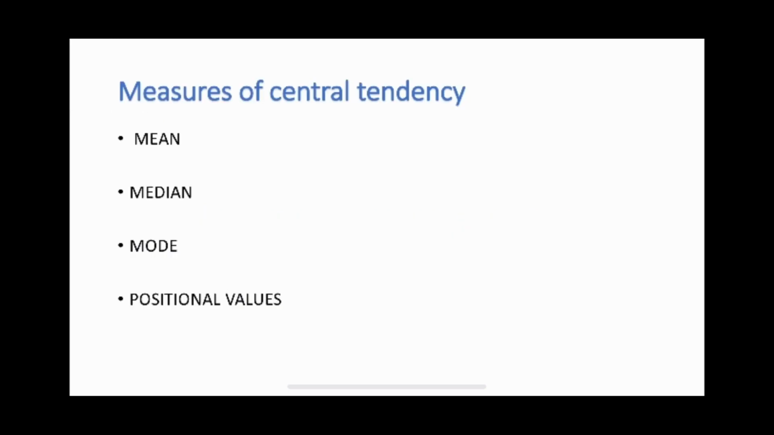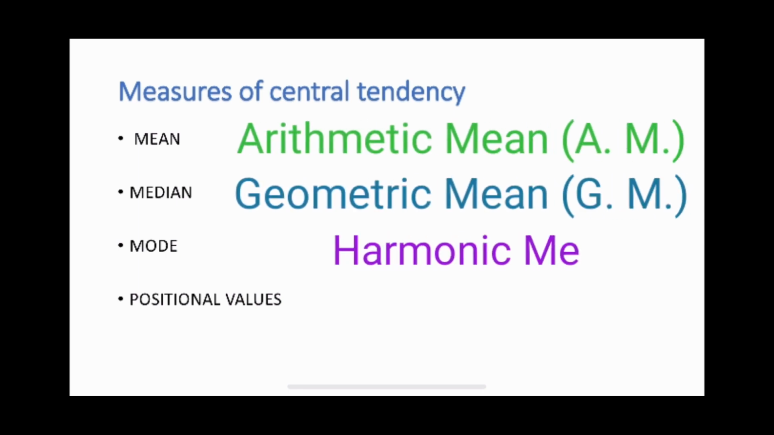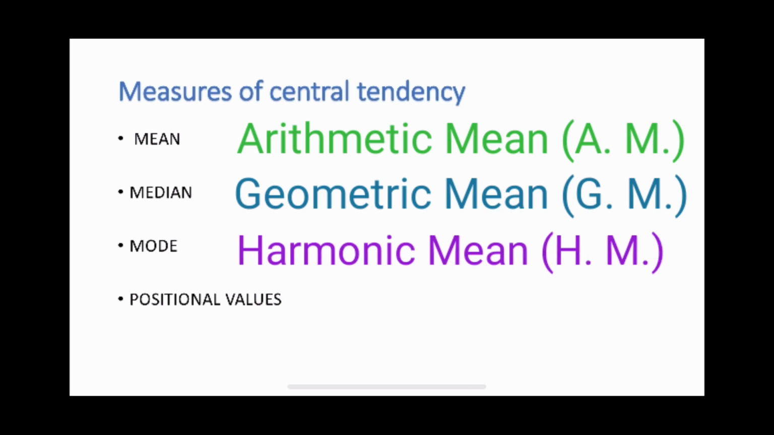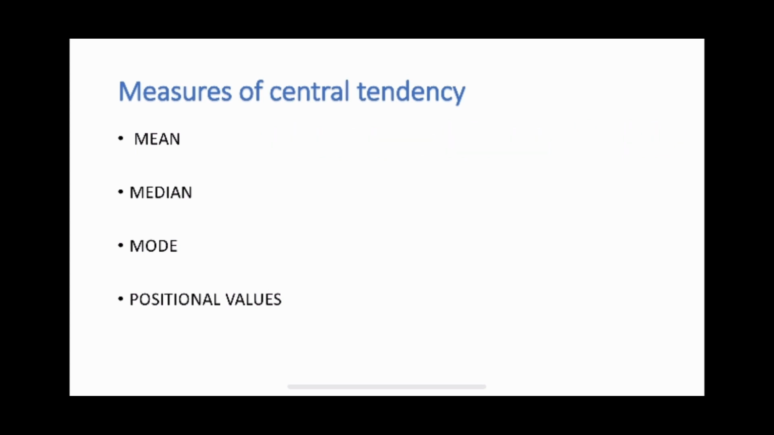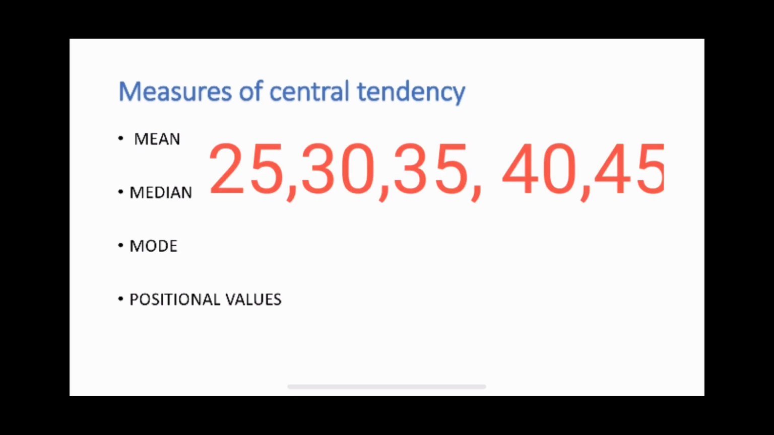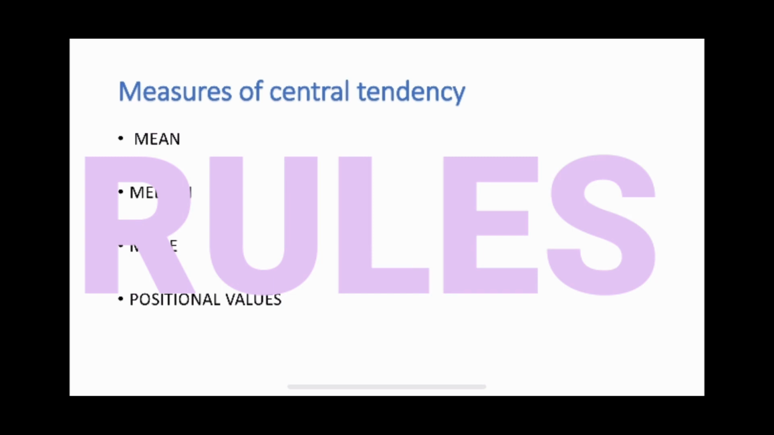Mean is divided into three parts: AM, the arithmetic mean, GM, the geometric mean, and HM, the harmonic mean. The most used mean in data science is the arithmetic mean, so we're going to learn about the arithmetic mean. If I write the numbers 25, 30, 35, 40 and 45, we can easily predict that 35 is going to be our mean. But to understand it, there are some rules and norms. So let's start with the rules and the definition of the mean.